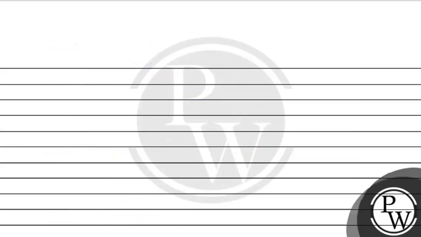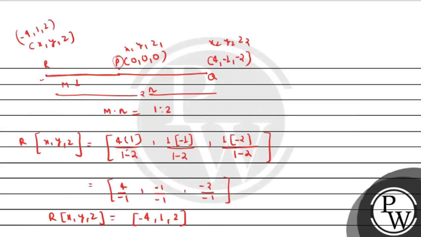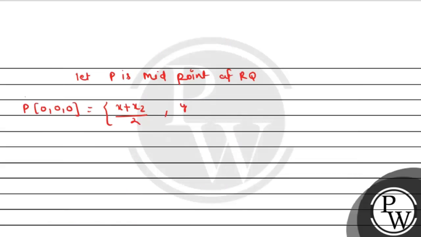Let P be the midpoint of RQ. Then it must satisfy this condition: the coordinate of P, that is (0, 0, 0), is equal to the midpoint of R and Q. That is, ((x + x2) upon 2, (y + y2) upon 2, (z + z2) upon 2), because here the coordinate of R is x, y, z and the coordinate of Q is represented by x2, y2 and z2. So it must satisfy this condition.